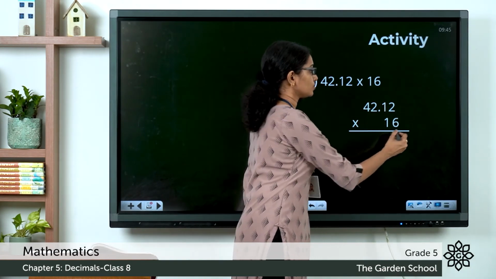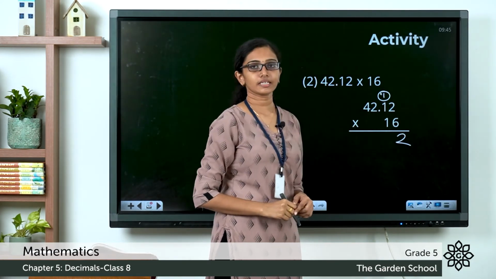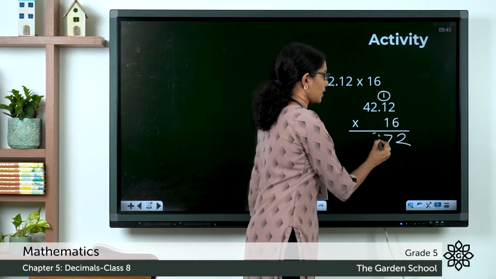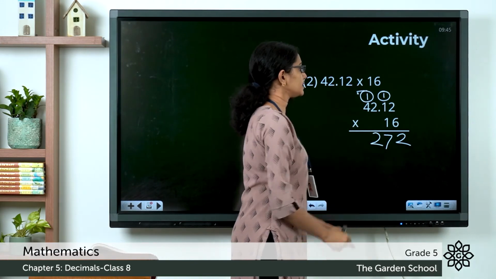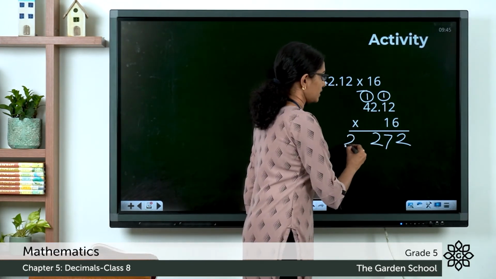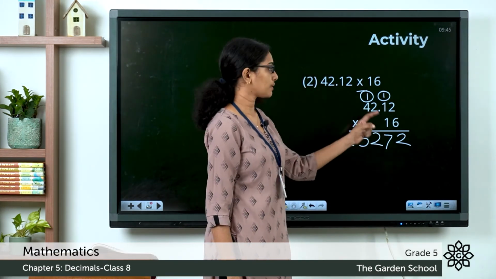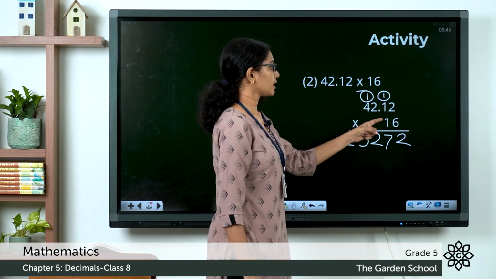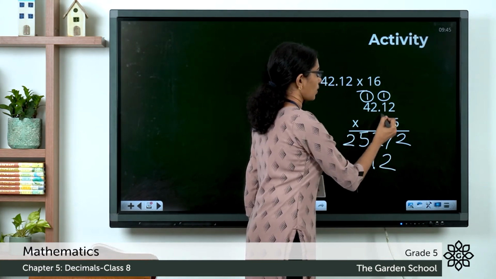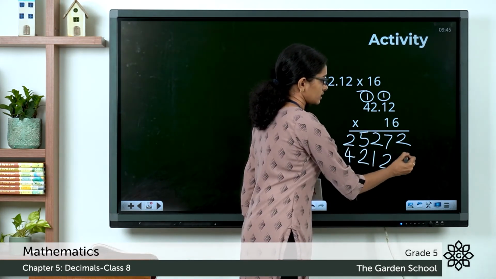6 into 2, it's 12. A carry over 1. 6 into 1, 6. Plus 1, 7. 6 into 2, 12. A carry over to the next place. 6 into 4, 24. Plus 1, 25. Now there is one more digit in the multiplier, the tens digit. So 1 into 2, 2. 1 into 1, 1. 1 into 2, 2. 1 into 4, 4. Inserting 0.